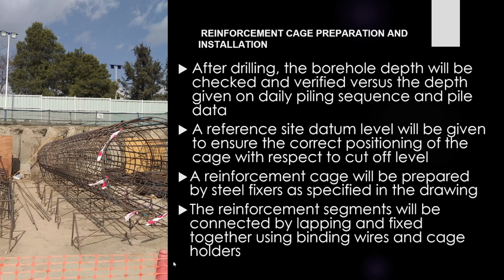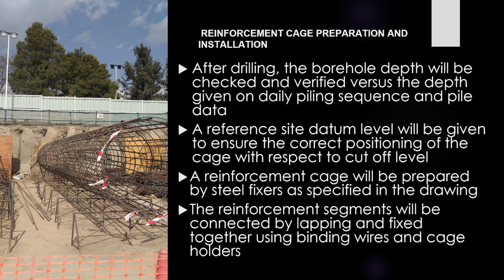Next, we prepare after drilling. We meticulously check and verify the borehole depths against the daily piling sequence and the pile data. This ensures accuracy in our operations. Next, we establish a reference site datum level. This is crucial for positioning the reinforcement cage correctly with respect to the cutoff level. So our skilled steel fixers then prepare the reinforcement cages according to the specification in the drawing.